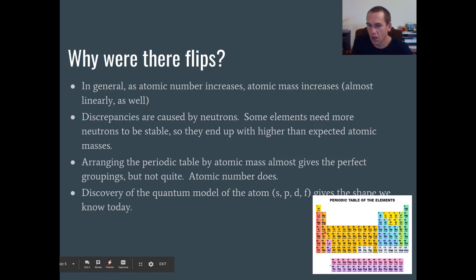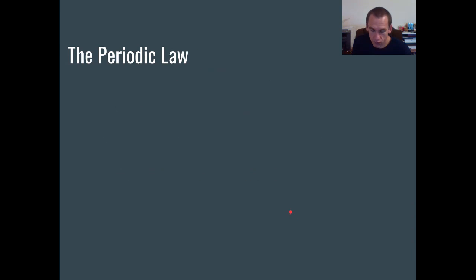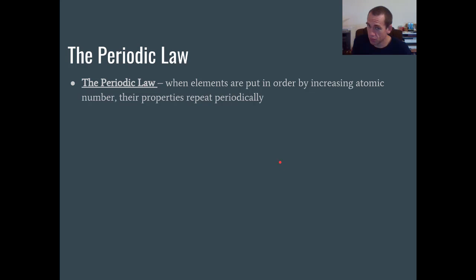So it shows us the first two columns, the S block, the last 6 columns, the P block, the D block, and the F block. So the shape of it is based off of the quantum model of the atom, whereas the ordering of it and the groupings there are based off of the chemical properties and the periodicity that Mendeleev discovered. So periodic law just says that when elements are put in order by increasing atomic number, their properties repeat periodically. That statement is actually pretty powerful. And by just using the periodic table, we're able to predict how certain elements are going to behave. We're able to predict what kind of bonds they will form, how many bonds they will form, what we can do with them in chemical reactions.